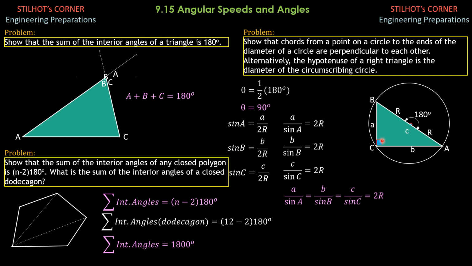And since in this triangle, angle C is 90 degrees, so c over sine of 90 is equal to 2r. That's also 90 degrees from any point on the circle to the ends of the diameter. The chords are perpendicular to each other, so c over sine angle C is 2r. Sine C is sine 90, and it is 1, so that's why c is equal to 2r, and 2r is the diameter of the circumscribing circle about this triangle here, and it is also the hypotenuse of the right triangle.